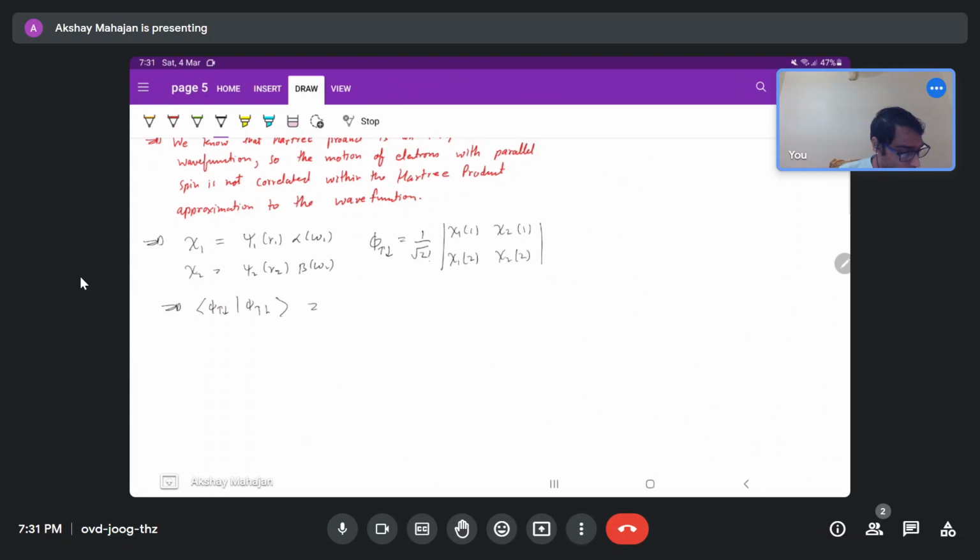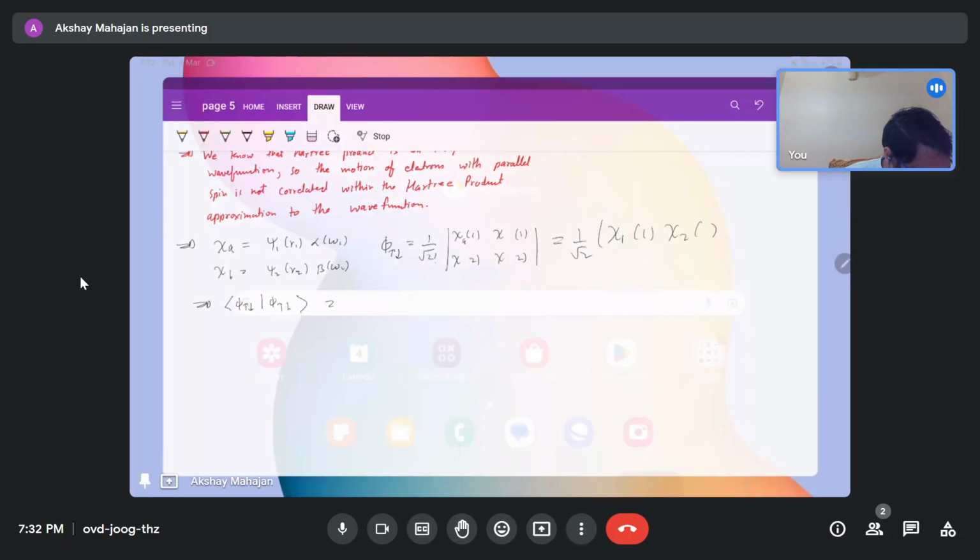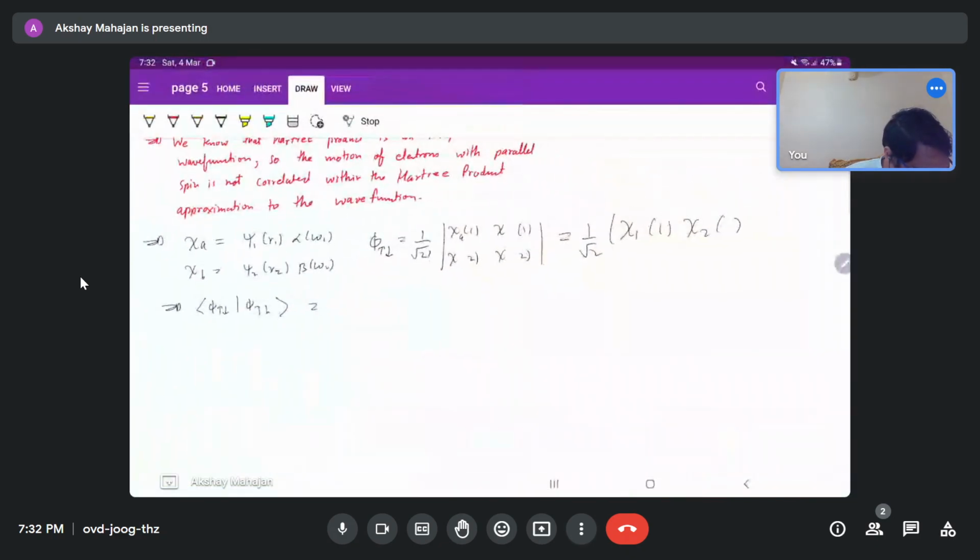Now let me open how this Slater determinant will open. There will be chi 1 of 1, chi 2 of 2, or let me just write it as chi A, chi B, otherwise 1 and 2 will get confusing. This chi A of 1, chi B of 2. Okay, chi A.